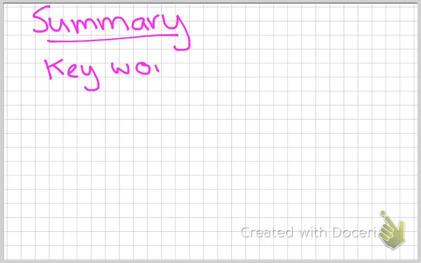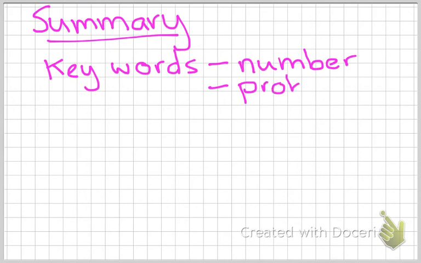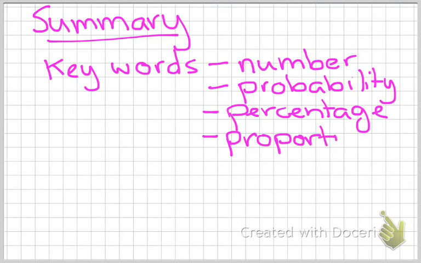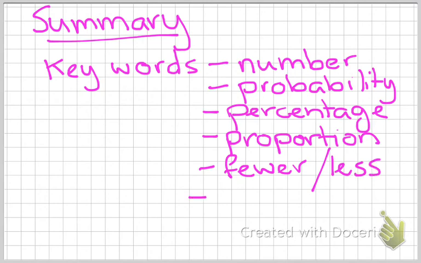So in summary, some of the key words that we need to look for in a question are whether we're looking for the number of, a probability, a percentage, or a proportion, which is just another way of saying you could have any of those forms: a fraction, decimal, or percentage. We want to look for fewer than, less than, or more than, greater than. Those are all the key words we need to look for when we're doing a probability question like that.